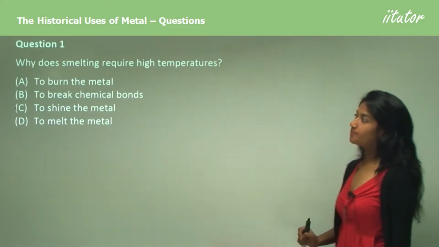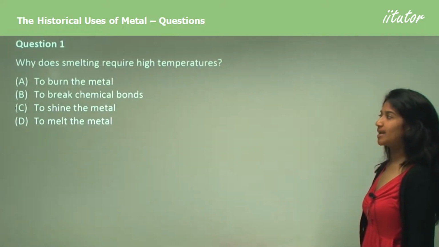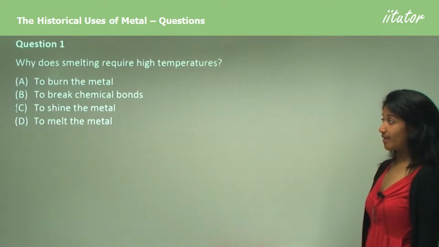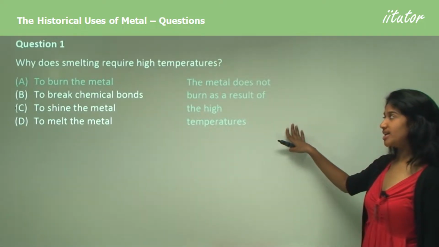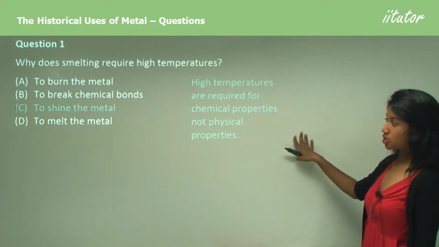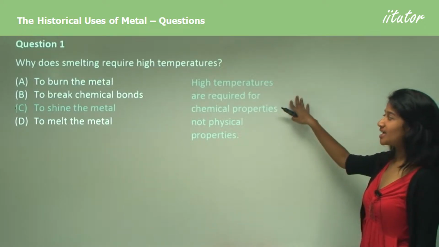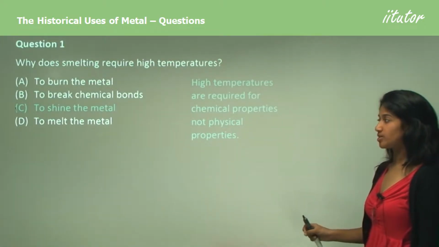So the first question is a multiple choice question. Why does smelting require high temperatures? Option A, to burn the metal. The metal does not burn as a result of the high temperatures. C, to shine the metal. High temperatures are required for chemical processes, not physical processes.